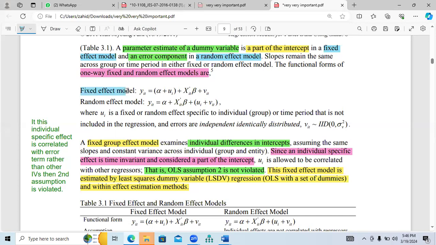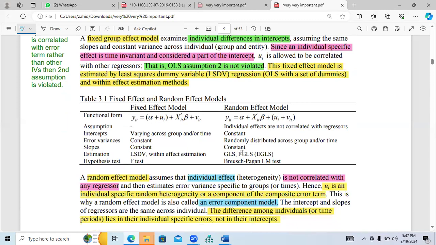So in case of the fixed effect model, you can see A plus UI. UI is the country effect or cross-sectional effect or time period effect, and it is basically related with your beta naught or alpha. While in case of random effect, your country effect or time period effect is relevant to your error term. That is why UI plus VIT, where VIT is the error term. So this is the basic difference between these both concepts.